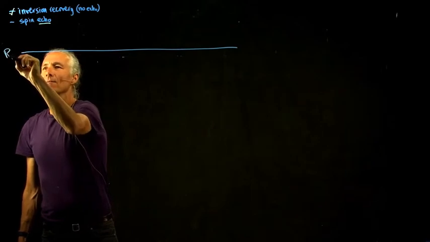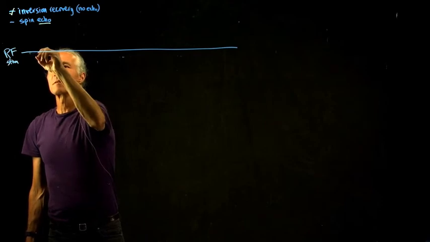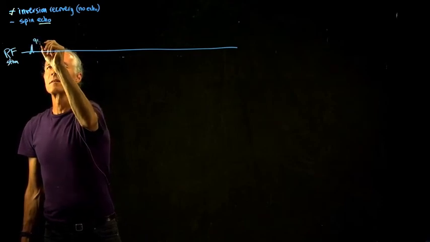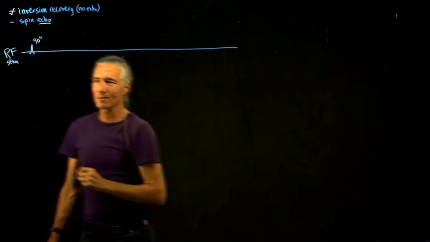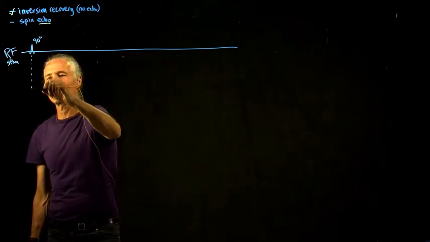So here's the RF stim. And so first we'll do a 90. So here's a 90-degree pulse. Now I'll draw it out like a little sinc pulse. We haven't described what a sinc pulse is, but we'll talk about that soon.